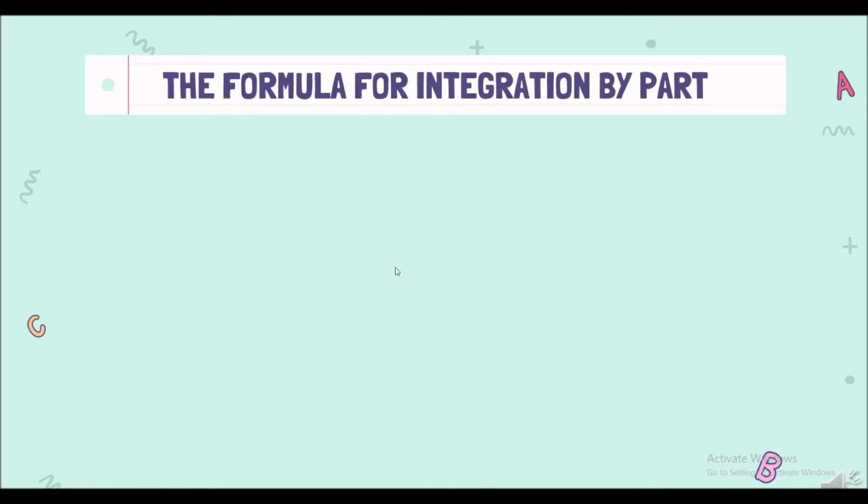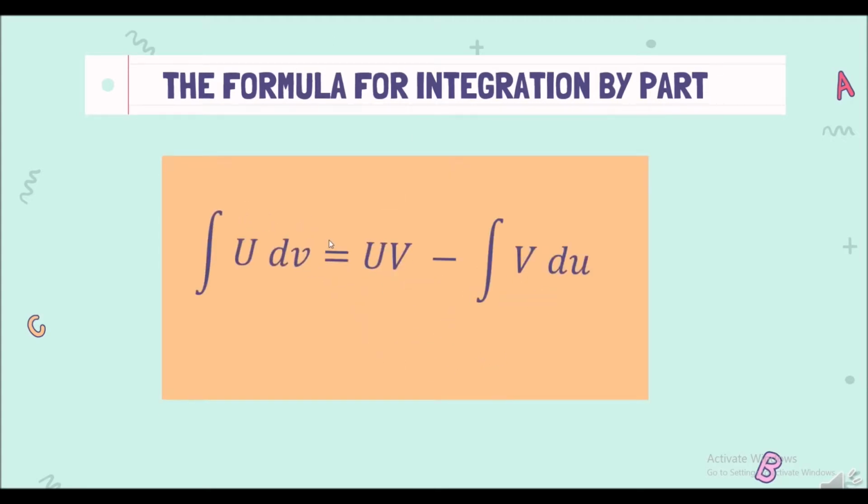The formula for integration by parts is: the integral of some function u times the derivative of another function is equal to the function u times the entire antiderivative of the other function, minus the integral of the function v times the derivative of u.